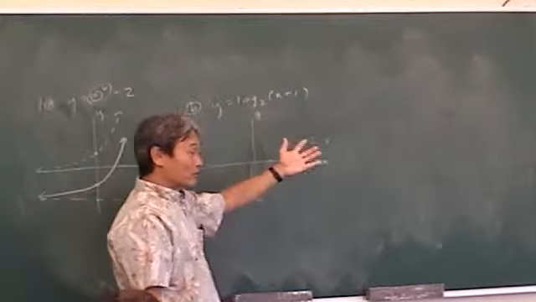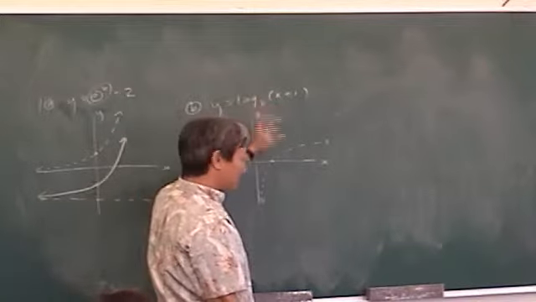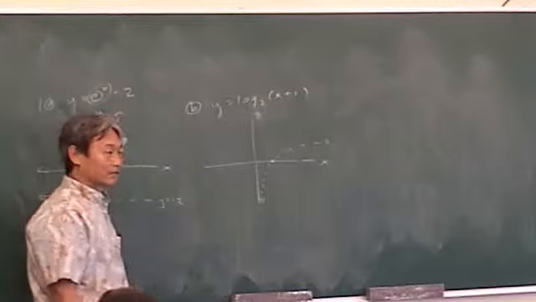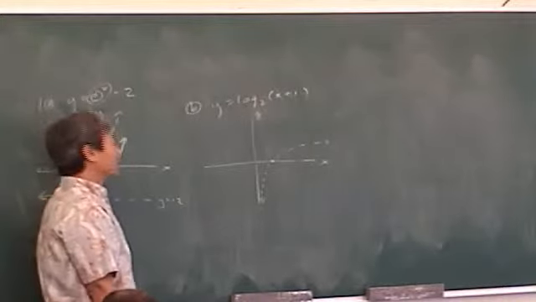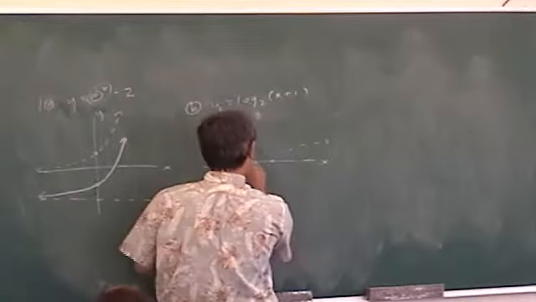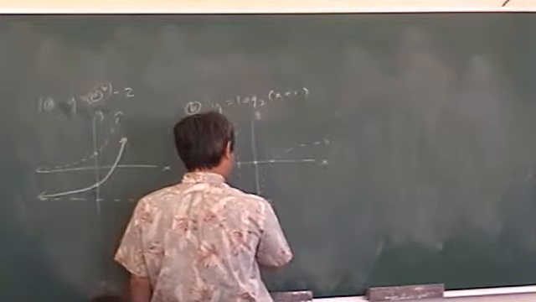Some of you are still shifting it the wrong way. If it's in parentheses, that means it's gonna shift left and right. If it's outside the parentheses, that's up and down, right? Yeah, so this one, you just shift everything 1 left. So this point comes here. This vertical asymptote is here now. Some of you are not showing your asymptotes.